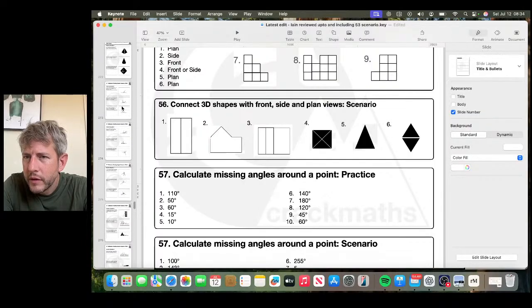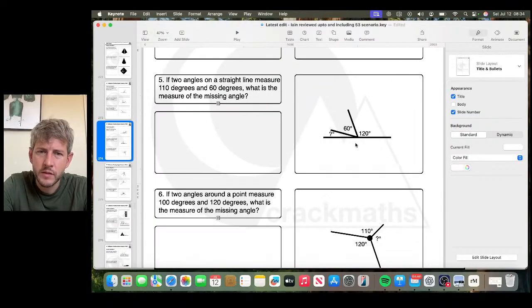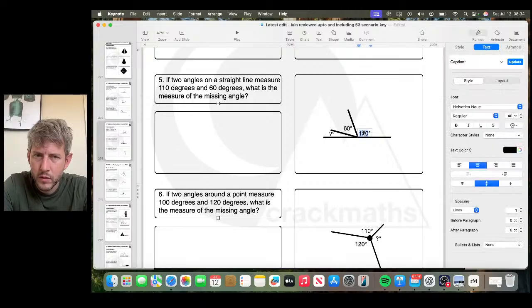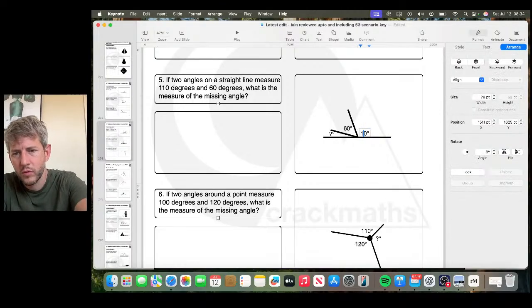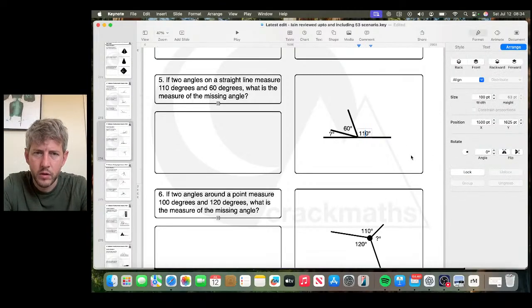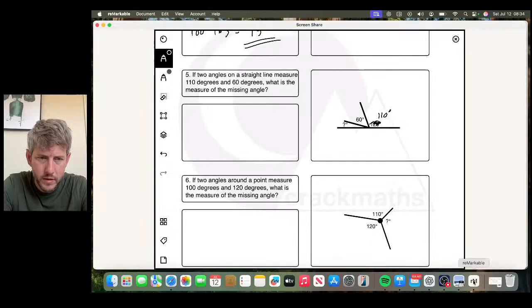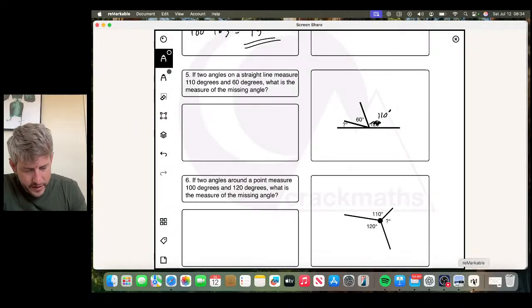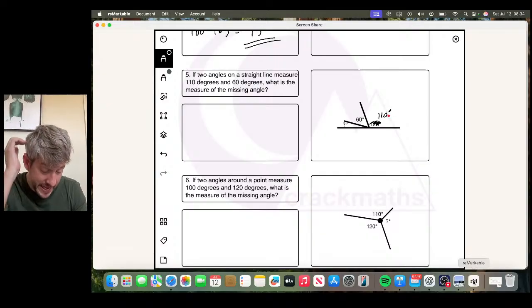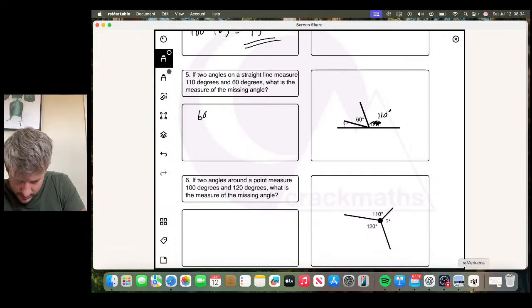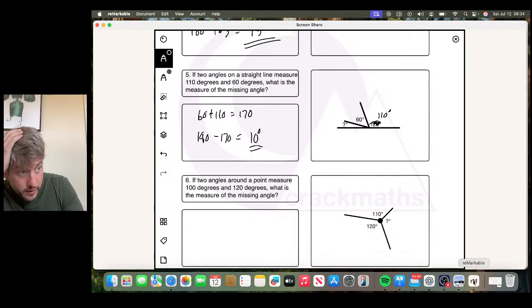Here we go. So we've got 60 add 110 is 170. 180 minus 170 is the missing angle. So here we go, that would be 10 degrees.